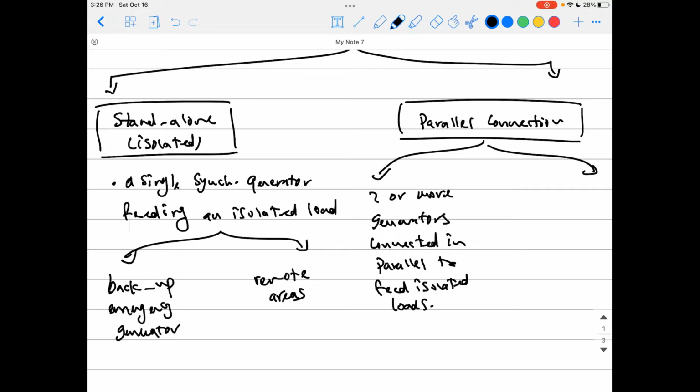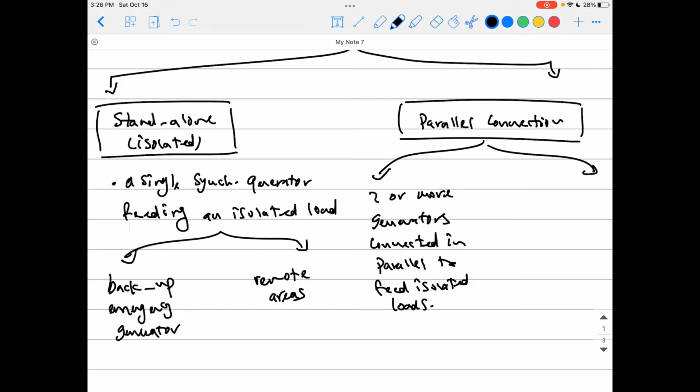So it is the same as having a single standalone generator connected to a load that is remote from the grid, but now rather than having just one generator to feed it, we have two or more connected in parallel to feed it. That means we have a big load, higher than the capacity of one generator. So we use more than one generator connected in parallel to meet the requirements of this kind of load. That's still parallel connection, but it's not connected to the grid. You have just two or more generators connected in parallel but feeding an isolated load.